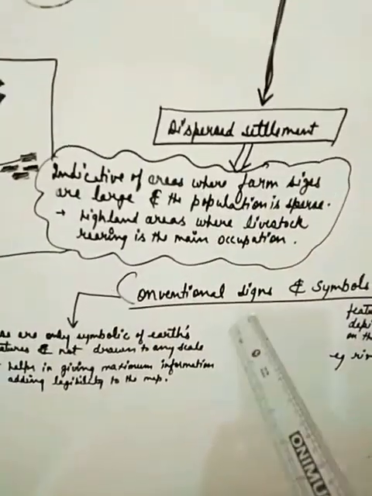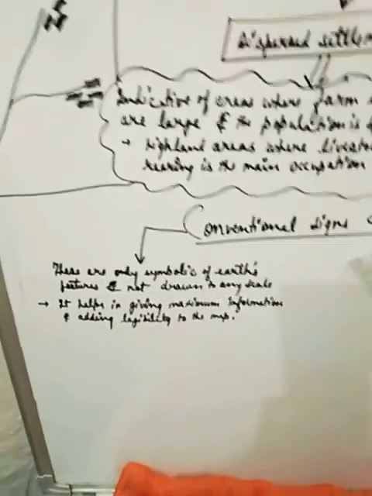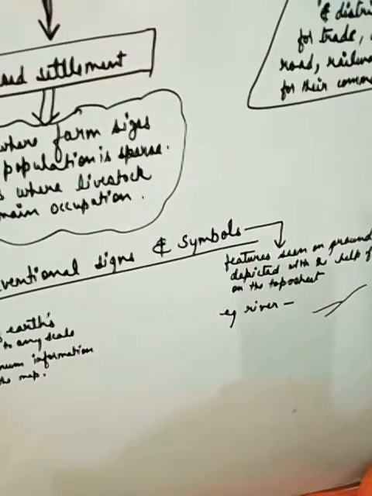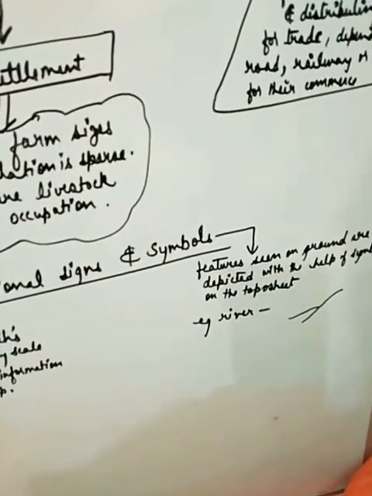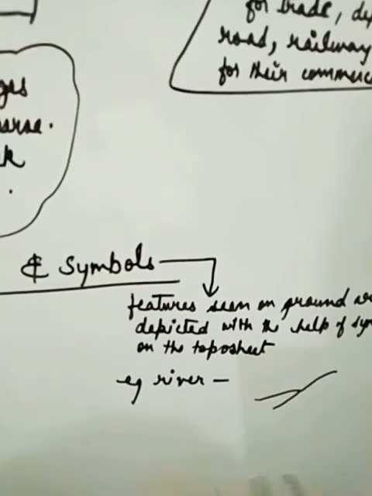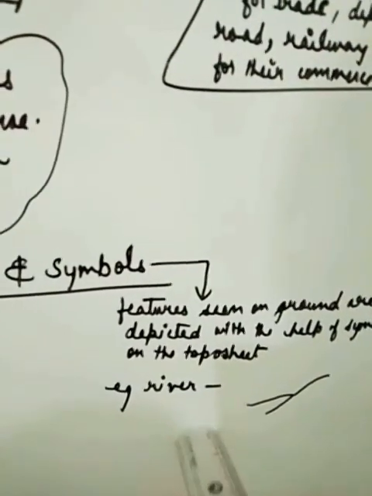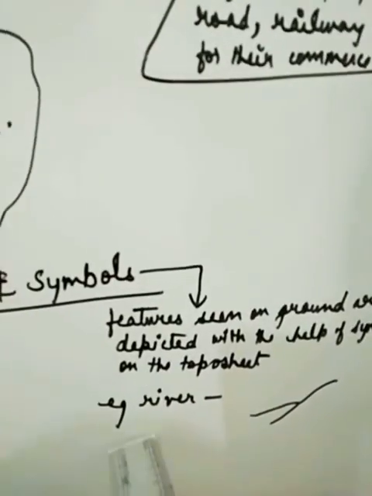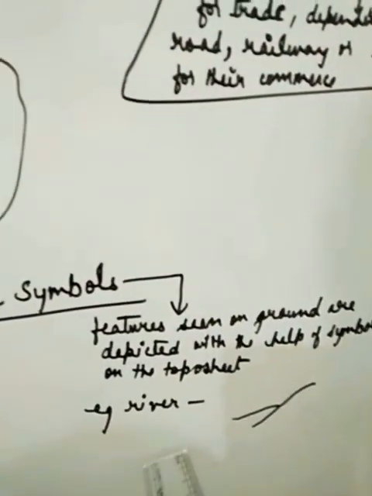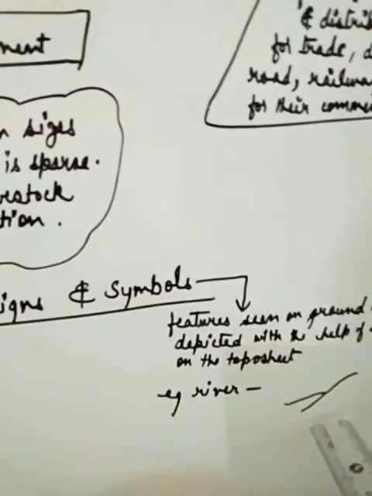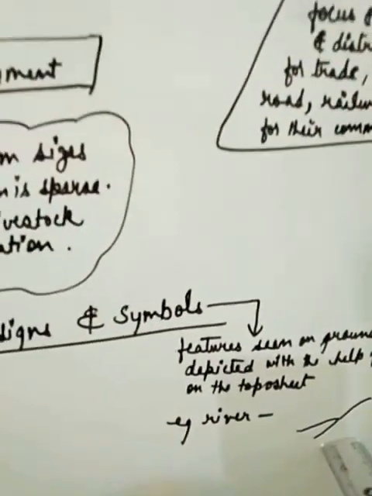So next is your topic, conventional signs and symbols. What are symbols? First of all, features which are seen on ground are depicted with the help of symbols on the topo sheet, because we cannot put a river on the topo sheet like that. So we have to use a sign or symbol. For example, you can see here river. When we have to mark a river, we mark a figure like this on the topo sheet, and then you will know that this is a river.